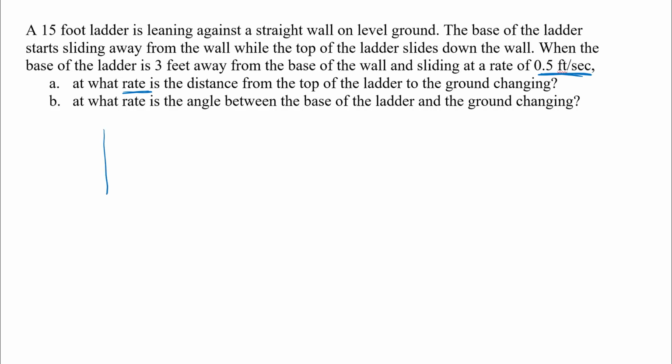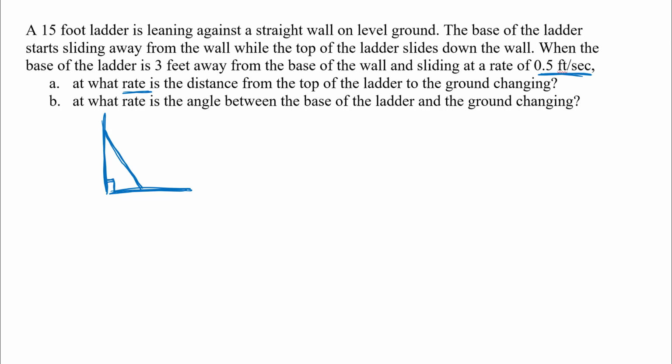Okay, so I've got a ladder leaning against a straight wall on level ground. My ground didn't look very level there when I first drew it, did it? There. Okay, so ladder leaning against a straight wall on level ground. So here's our wall, here's our ground, there's our ladder. So we might notice there's probably a right angle there.